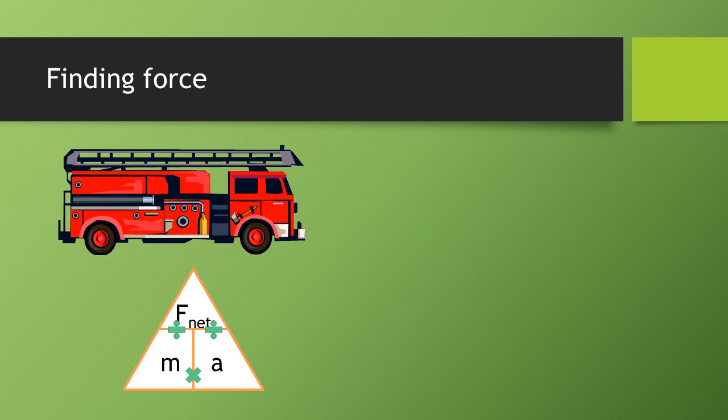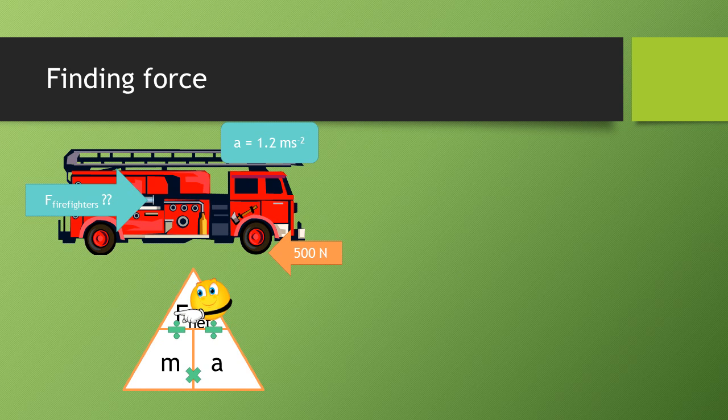Final question, if we want to find the force acting on this fire truck, how hard are the firefighters going to have to push it to accelerate it at 1.2 meters per second squared if there is a drag or a friction force of 500 newtons acting? So we cover up our F net, we're trying to find the force. We see that it is equal to the mass times the acceleration. Substitute those in, 24,000 kilograms multiplied by the 1.2 meters per second squared we're after, and we get a net force of 28,800 newtons. Is that how hard the firefighters have to push?